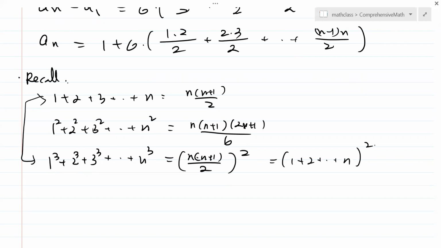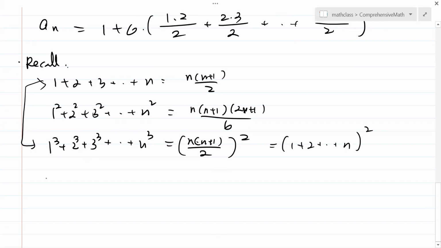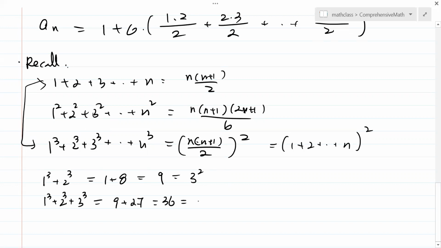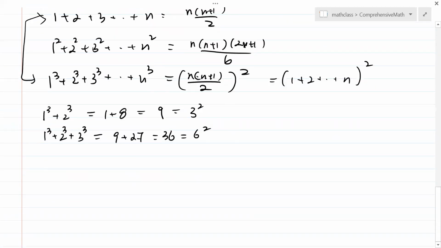We can double check why this is true. Look at the 1 cube plus 2 cube, always a perfect square. It's 1 plus 8, 8 is 9. 9 is 3 square, right? Good. And the 1 cube plus 2 cube plus 3 cube is going to be 9 plus 27, 36. It's going to be 6 square. It's the magic, right? So it's always a perfect square coming from the sum of the cubes of those numbers. Okay. All right. My good exercise is here.